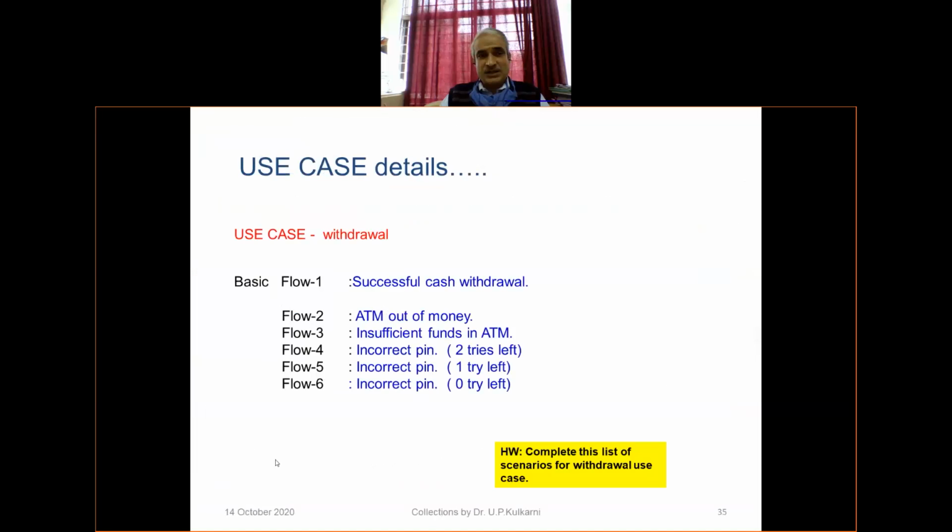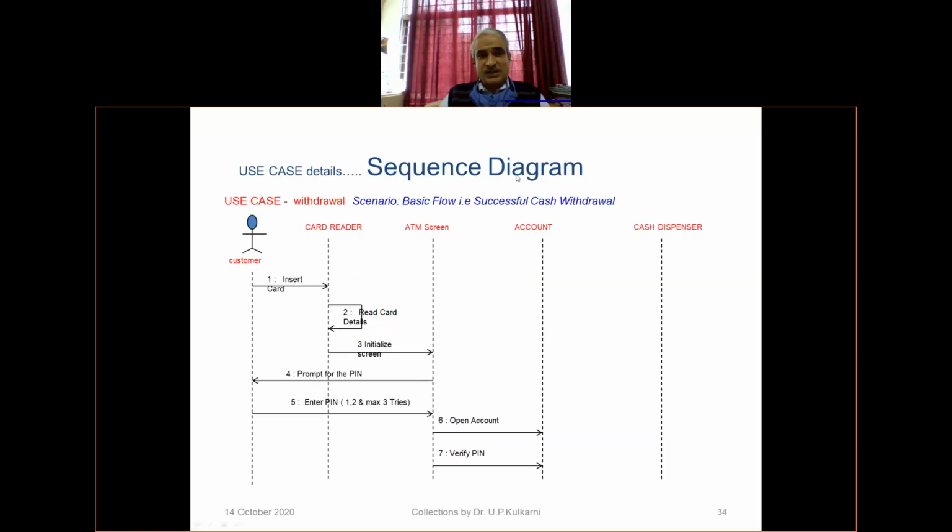Look at that. So we gave an example about this. Consider the use case withdrawal. In that there are many scenarios. One is successful cash withdrawal, the basic flow, and these are the different alternate flows. And we have written a sequence diagram for one scenario within withdrawal, which is the basic flow. Withdrawal is a use case and the scenario is the basic flow.